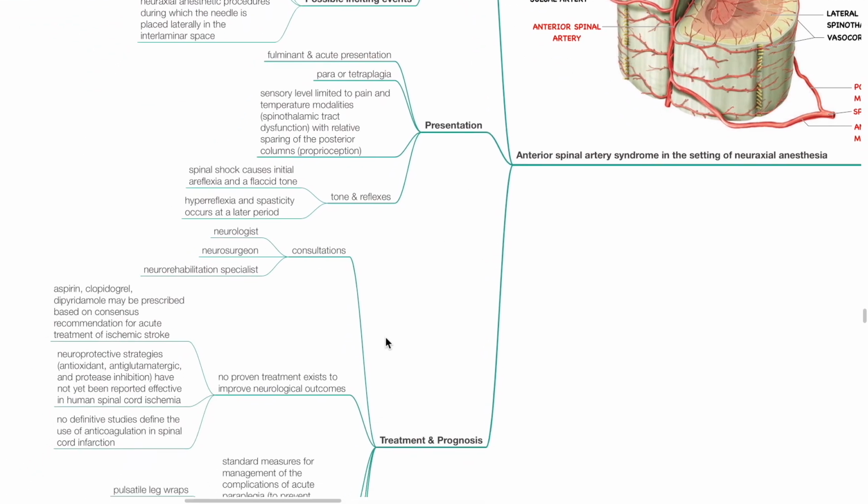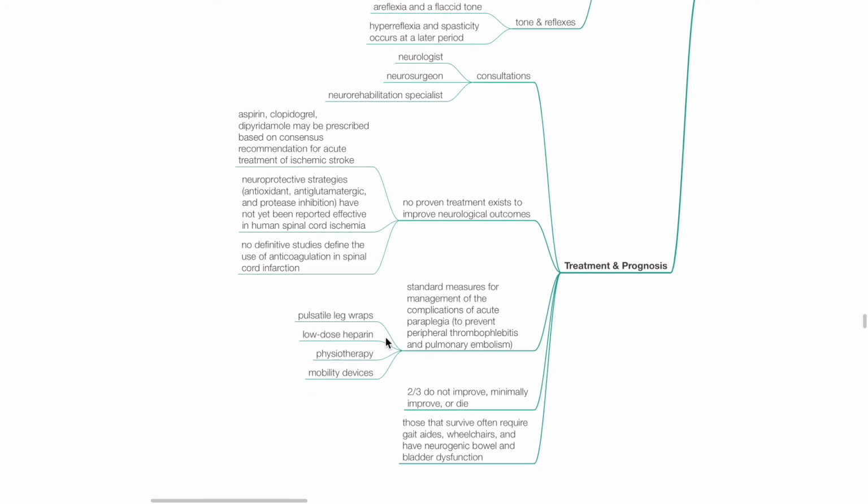Treatment and prognosis. Consultations include neurologist, neurosurgeon, and neurorehabilitation specialists. No treatment has been proven to improve neurological outcomes. Standard measures for management of complications of acute paraplegia, such as pulsatile leg wraps, low-dose heparin, physiotherapy, and mobility devices. 2/3 do not improve, minimally improve, or die. Those that survive often require gait aids, wheelchairs, and have neurogenic bowel and bladder dysfunction.